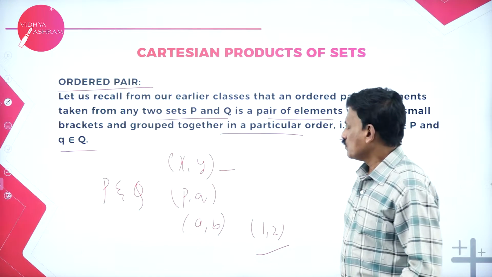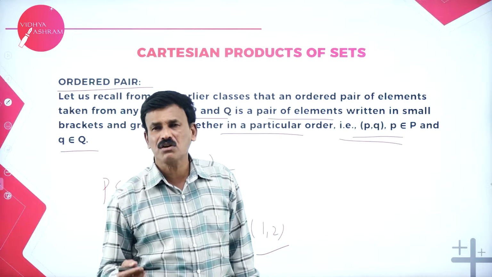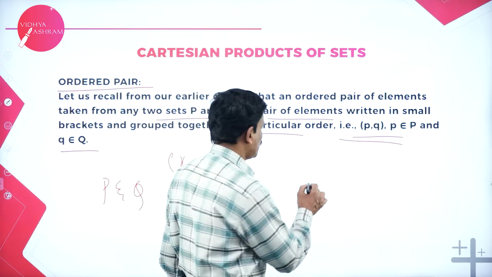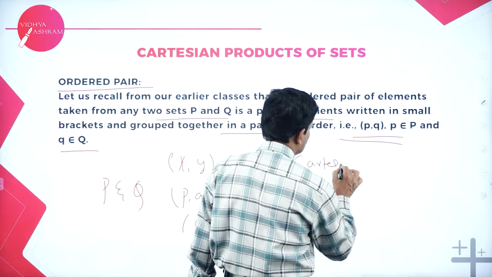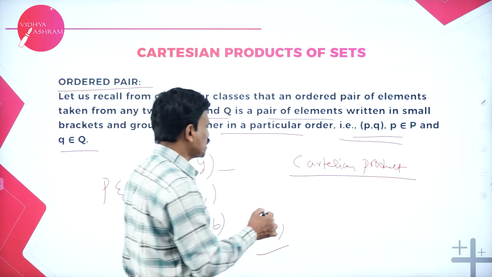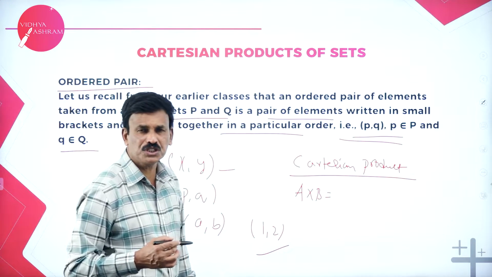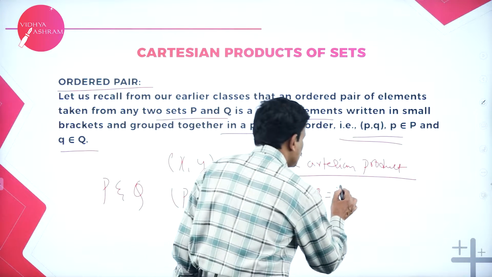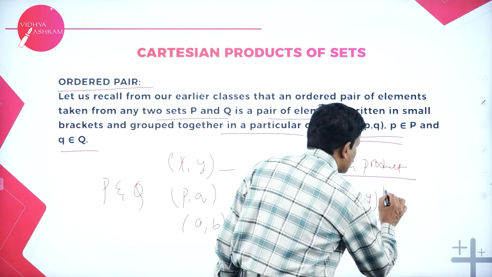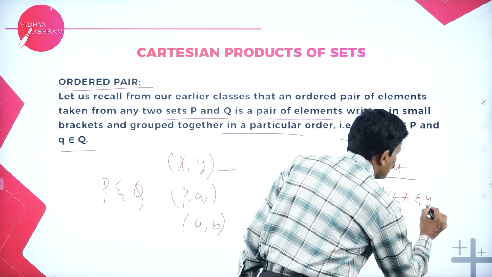Okay. Now, once you know the ordered pair, we are going to define the Cartesian product. Cartesian product of two sets. The Cartesian product of two sets A and B is denoted as A cross B. A cross B is called the Cartesian product. Here A cross B is nothing but the set of all ordered pairs (x, y) such that x belongs to A and y belongs to B.